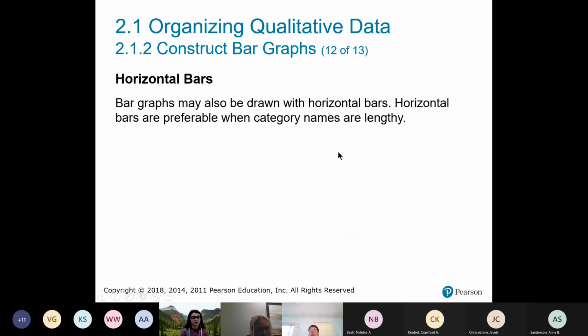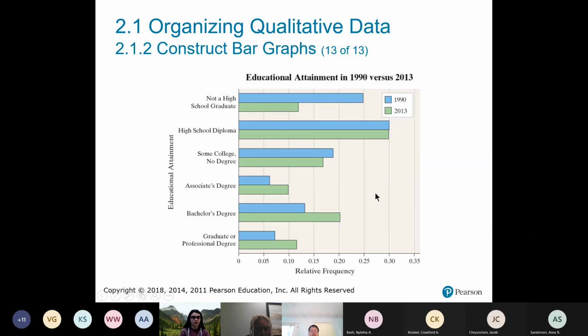Horizontal bars, this is just a preference. Tomato, tomato. You can do a vertical, side by side, or a horizontal. Some people like the horizontal because it's easier to read. So you could put side by side, horizontal, easier to read for some people. It's a choice.